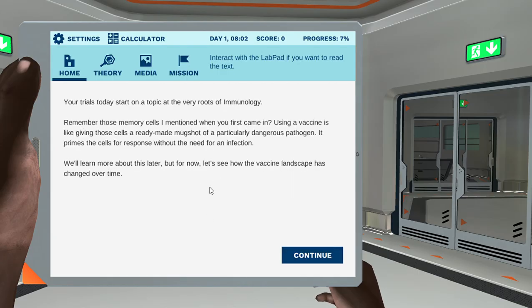Your trials today start on a topic at the very roots of immunology. Remember those memory cells I mentioned when you first came in? Using a vaccine is like giving those cells a ready-made mugshot of a particularly dangerous pathogen. It primes the cells for response without the need for an infection. We'll learn more about this later, but for now, let's see how the vaccine landscape has changed over time.